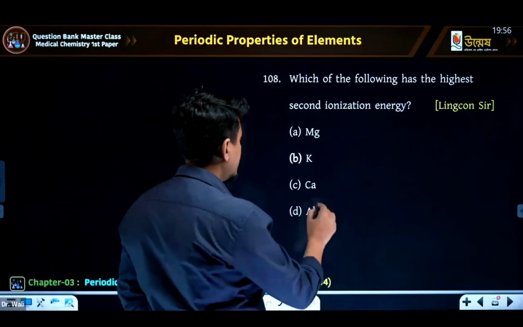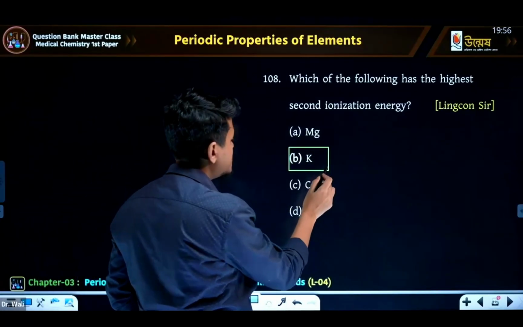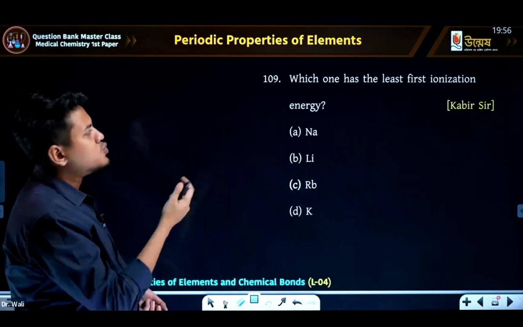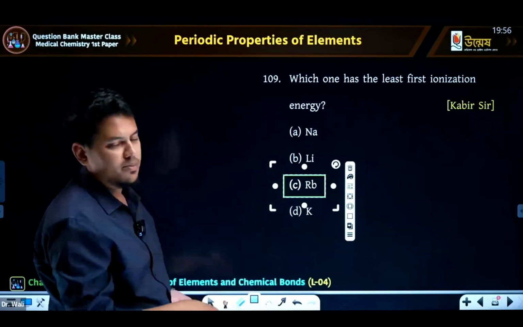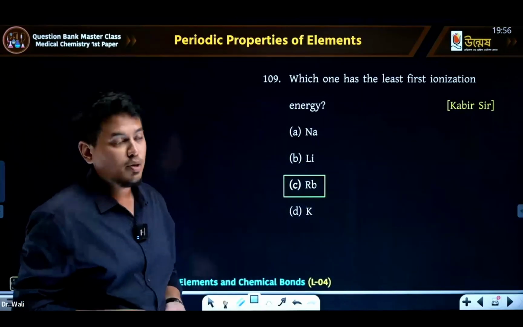Which of the following has the highest second ionization energy? The highest second ionization energy is visible in case of potassium. Why? Because potassium got only one valence electron. Which one has the least first ionization energy? The least first ionization energy will be observed in case of rubidium, because all of them are members of the same group, and we know ionization energy decreases from top to bottom.